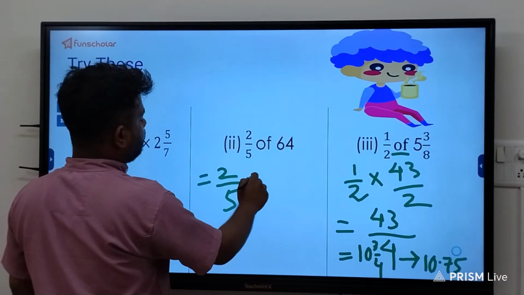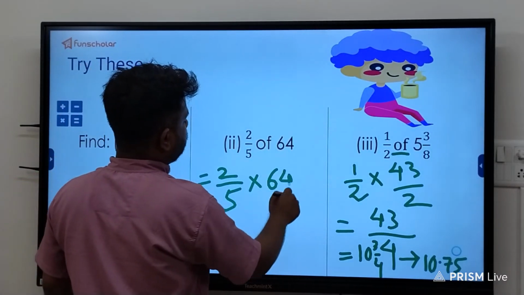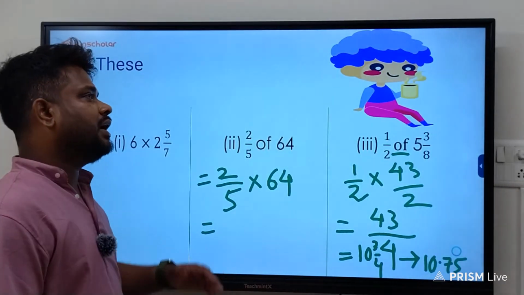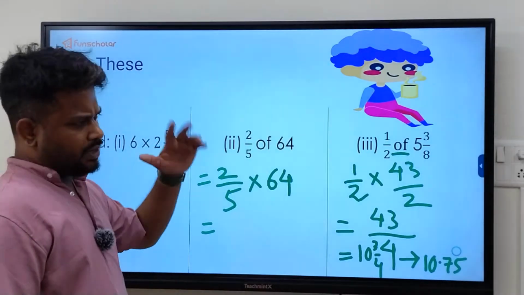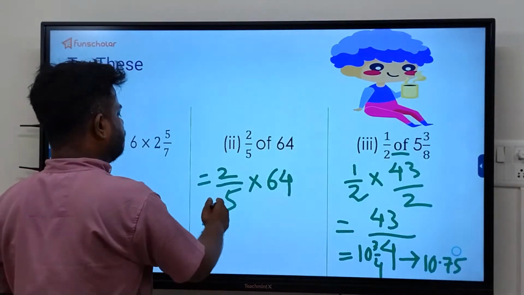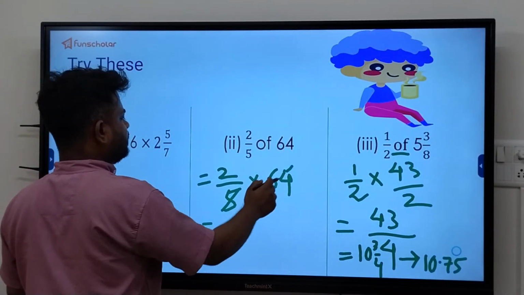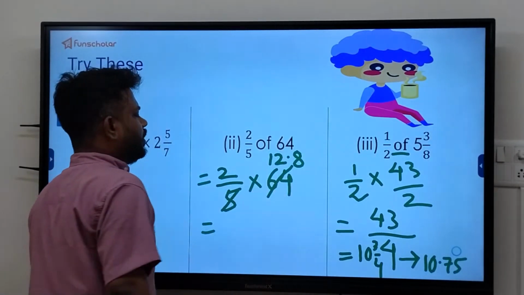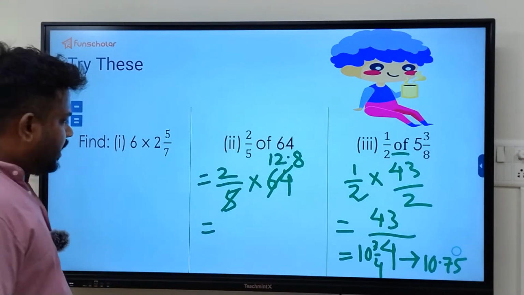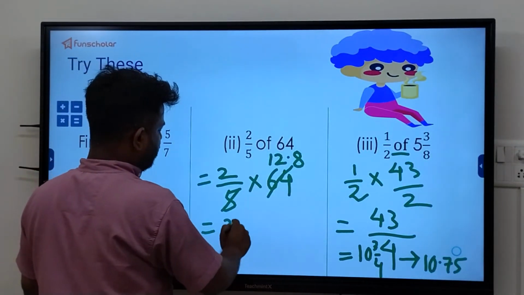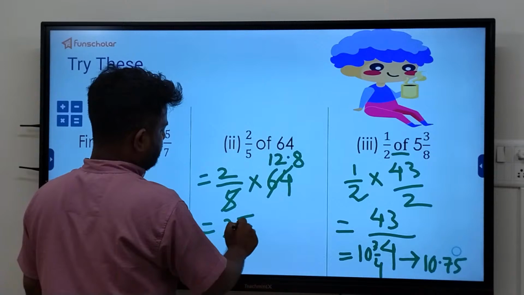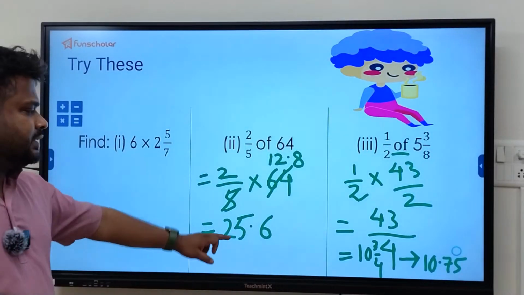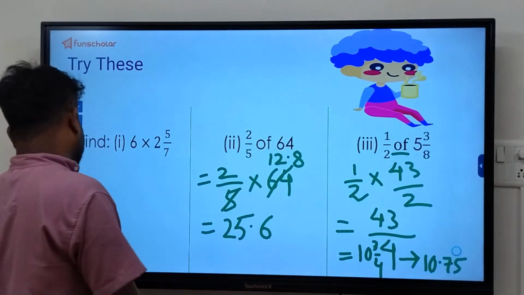2/5 of means multiplication, and 64. We can divide 64 by 5, and it will give us a decimal value. So if we directly do this, the answer will be 12.8. Okay, this is direct decimal calculation.